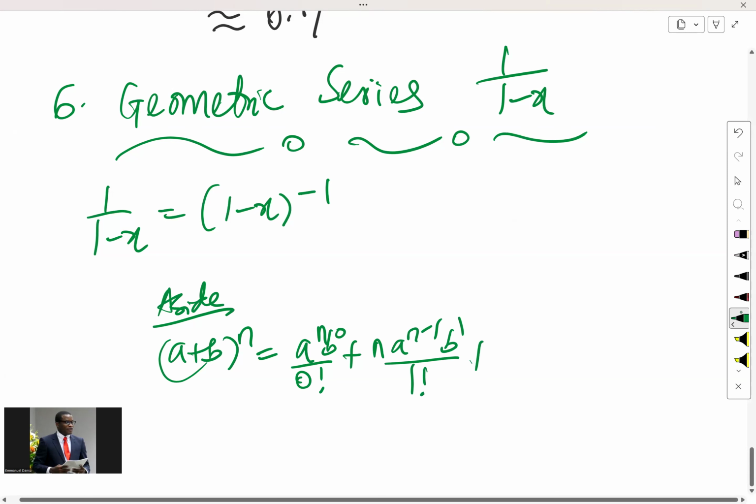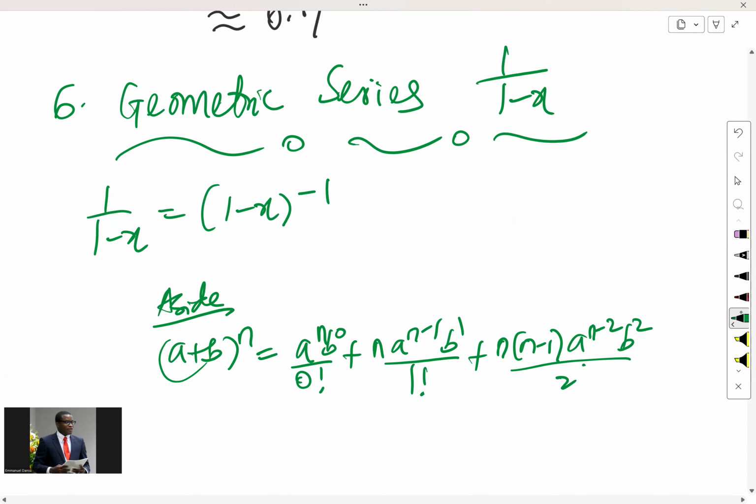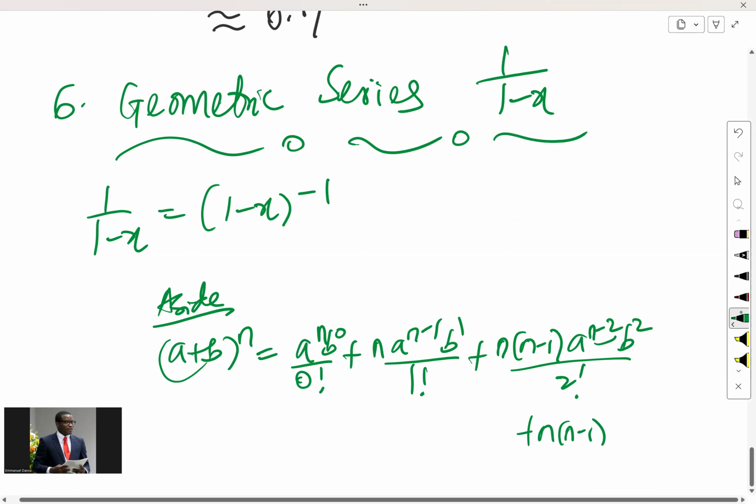over 1 factorial, plus n into n minus 1, then a raised to power n minus 2, b raised to power 2 over 2 factorial. And that keeps going like that. So the next term, of course, is going to be plus n into n minus 1, and this n minus 2 up here joins it, n minus 2. That's the pattern. And then you have a raised to power n minus 3, b raised to power 3, all over 3 factorial, and so on and so forth.